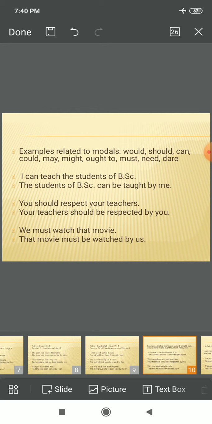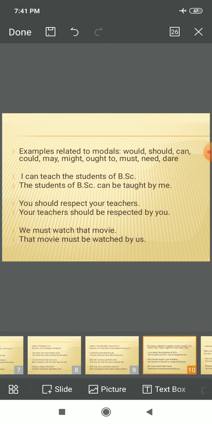Next is examples. So children, these are some of the miscellaneous examples and some of the modals I have tried to include in this presentation. See, the examples related to modals would, should, can, could, may, might, ought to, must, need, dare, etc. should be dealt with very carefully. For example, what do we have to do? We have to add be in the passive voice. Very simple, be, right?